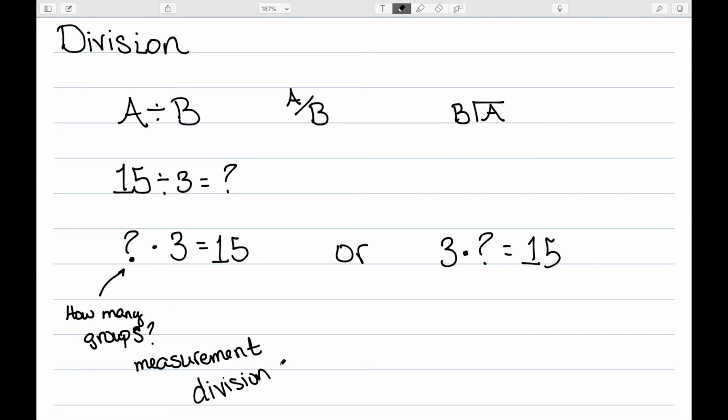The first is the how many groups interpretation. We don't know the number of groups, but we know that there are 3 in each group, and we have a total of 15. This is also known as measurement division.